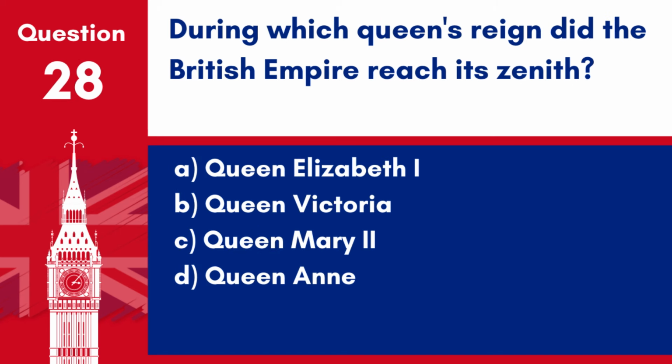Question 28. During which Queen's reign did the British Empire reach its zenith? A. Queen Elizabeth I. B. Queen Victoria. C. Queen Mary II. D. Queen Anne.